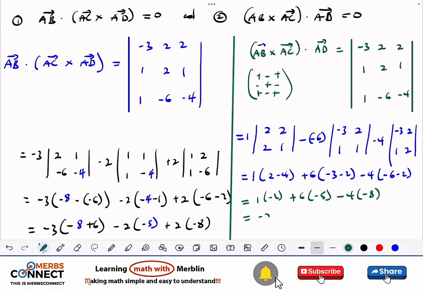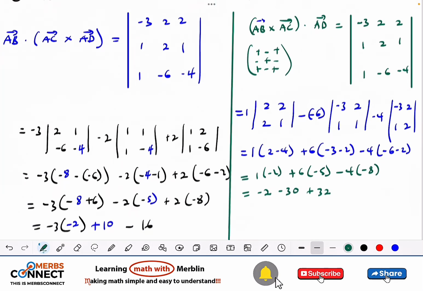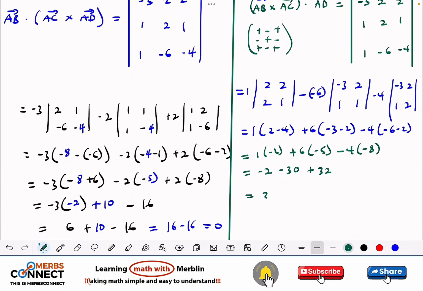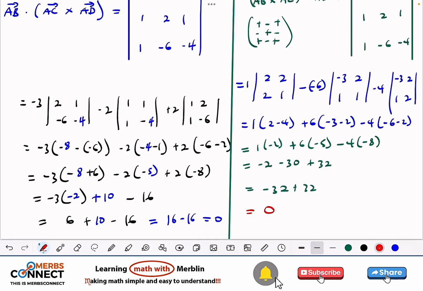So this is minus 2, and this is going to give us minus 30 plus 4 times 8 is 32. And this is going to give us 32 minus 32, and we are getting 0. Minus 32 plus 32, and this is going to give us a big 0. Yeah. So basically that is what we need to do.